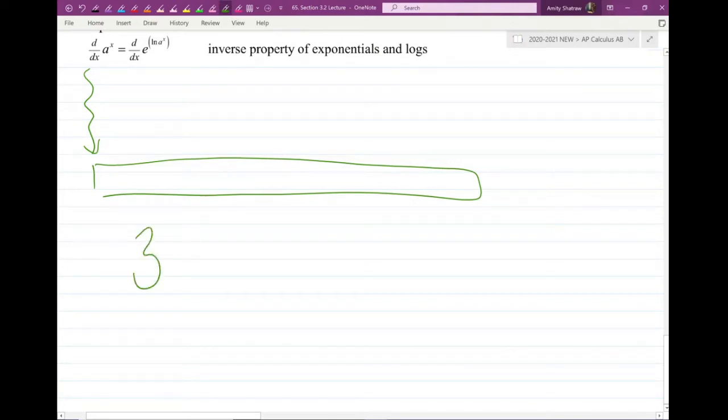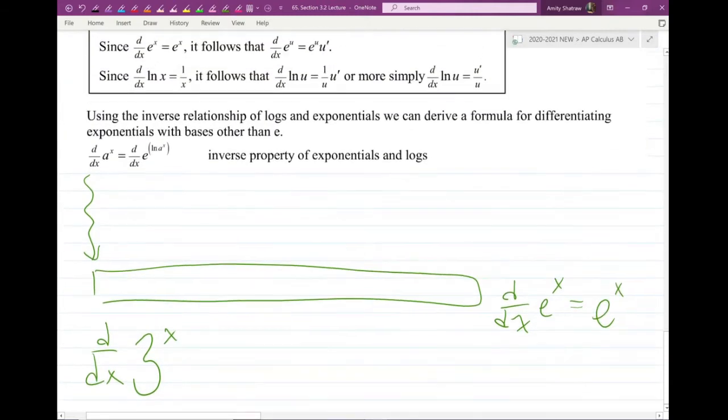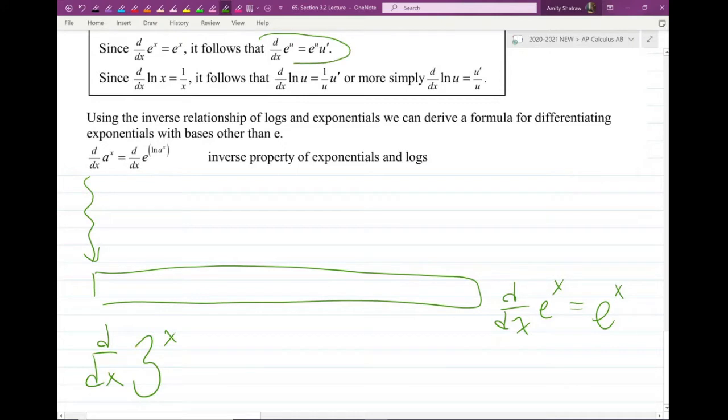So say that I had 3 to some power, and I wanted to take the derivative of it. And I haven't taught you how to do that, right? The only thing I have taught you how to do is the derivative of e to the x. We know the derivative of e to the x is e to the x. And actually, up here in the notes, we see now that we'd like to introduce to you how to use the chain rule with e to the x.